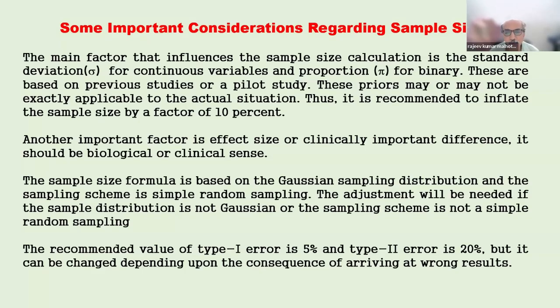The sample size formula is based on the Gaussian, normal distribution, and the sampling scheme is simple random sampling. We are assuming that the data is coming from random sampling. Adjustment will be needed if your sampling distribution is not Gaussian. If you are doing cluster sampling, you have to adjust for it. The recommended type 1 error is 5%, and type 2 error is 20%, but you can change them accordingly, depending on the consequences.